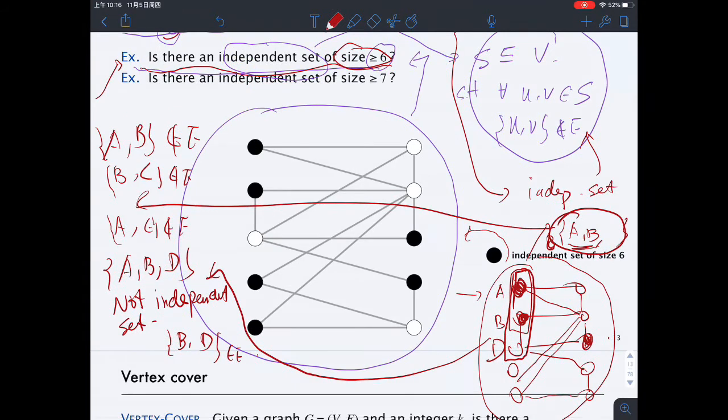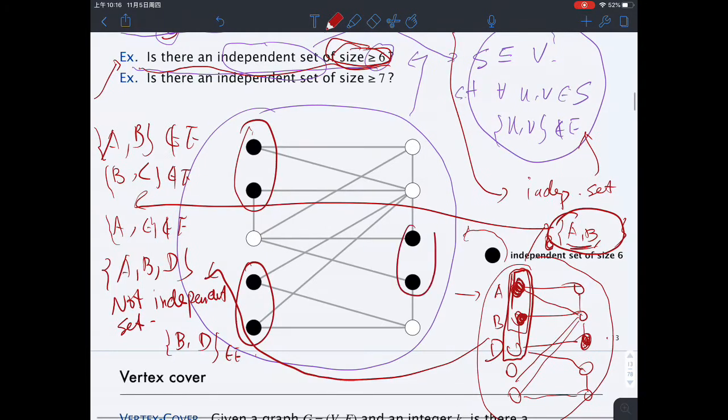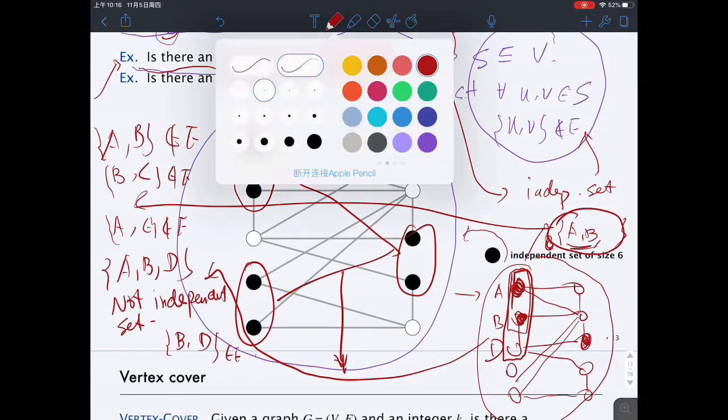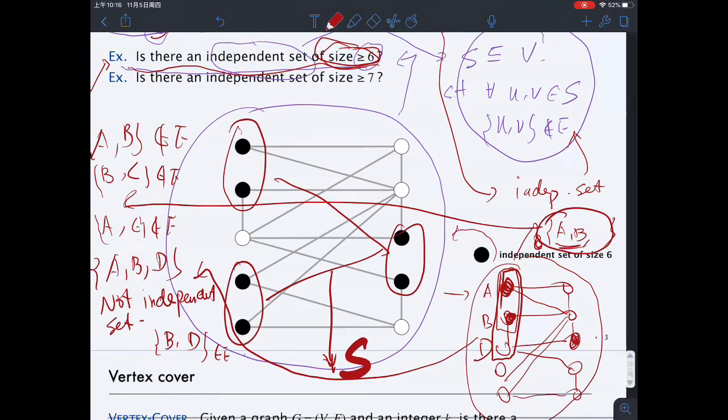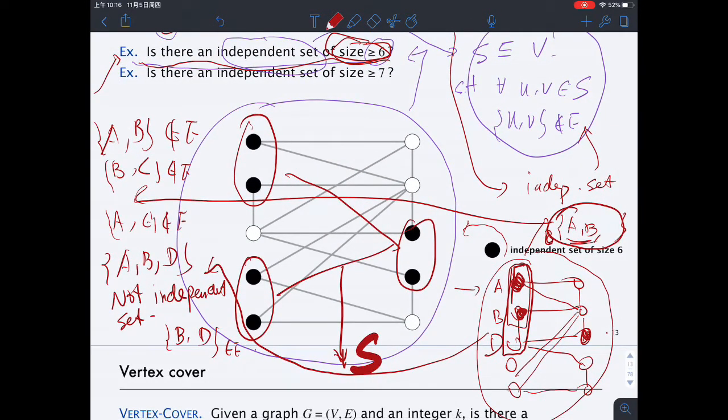So now the question is, is there a way to find an independent set of size 6? It turns out that if we select these black nodes and aggregate them together and call that S, then this S is an independent set, because if I look at all these black nodes, there's no edge connecting any of them. So we managed to find an independent set of size 6.